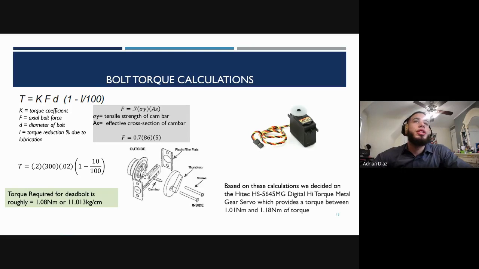The axial bolt force is determined through the equation in the side: axial bolt force equals 0.7 times the tensile strength times the effective cross section of the cam bar. This gives us 300, which is then implemented into the first formula, giving a required torque of roughly 1.08 Newton meters, or 11.013 kilograms per second. We use this to decide on the HiTec HS-5645MG. Next slide.